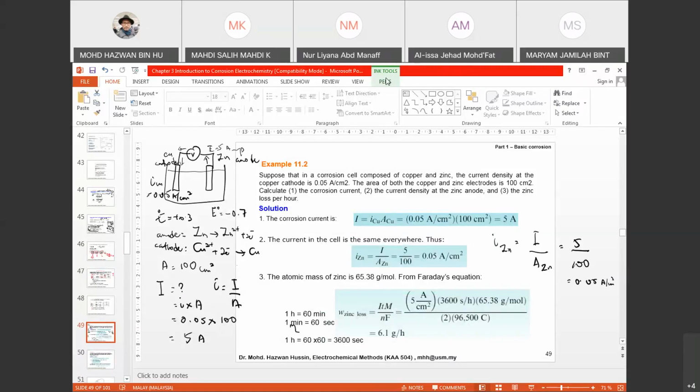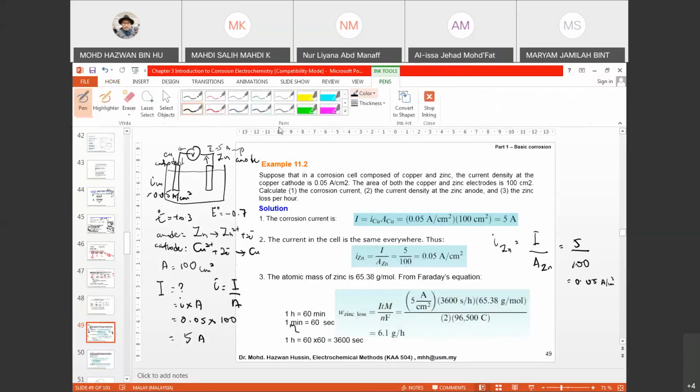Just now I told you that for this one, the time will be in seconds. So you have to convert 1 hour into seconds, and it becomes 3,600 seconds. 65.38 is basically the atomic mass of zinc. The valency of zinc is 2, and the Faraday constant is 96,500. When you substitute all the values, you will get the mass loss equal to 6.1 grams.